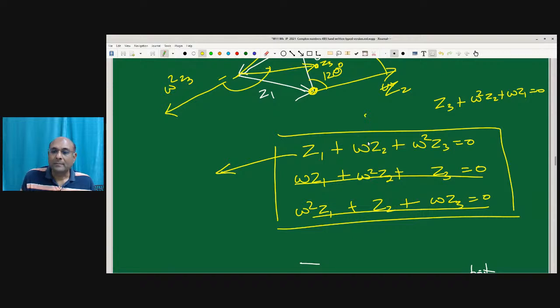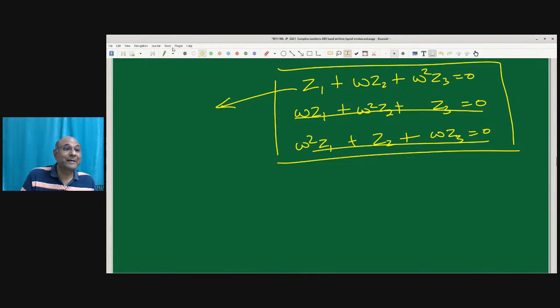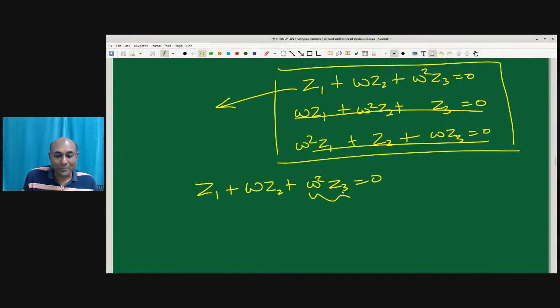Let's see. Basically, if I add, just give me a second. Suppose I multiply by omega and I add these two, I'll get omega square Z1 minus Z2, right? Okay, I got it. I should have done that before. The problem is when I'm creating the question, it is easy. After that, I forget what I did. Okay, omega Z2 plus omega square Z3 is 0. But omega square is 1 plus omega with a minus sign.